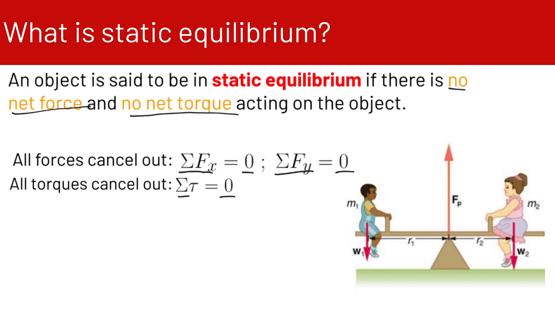We can see from this diagram of the seesaw, the little boy is less massive than the little girl. His mass is less than the little girl's mass, but he's sitting further out on the seesaw than she is. So if we multiply the force of gravity for the little boy times the radius from the central pivot point, his torque is going to be the same as her torque because her force is a little bit larger, but her radius is a little bit smaller.